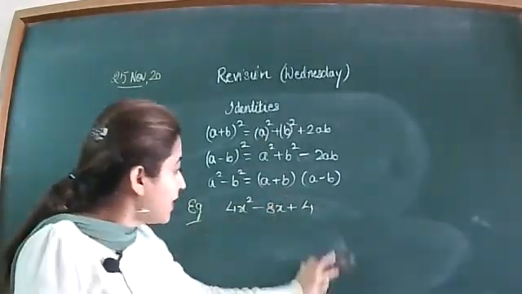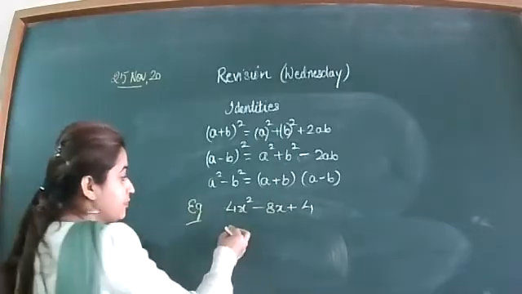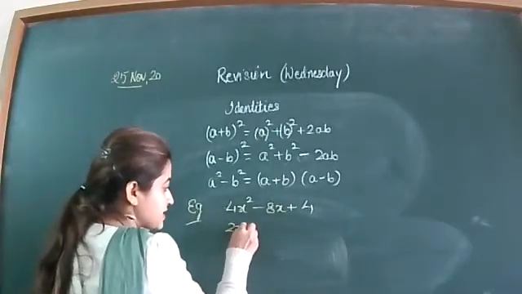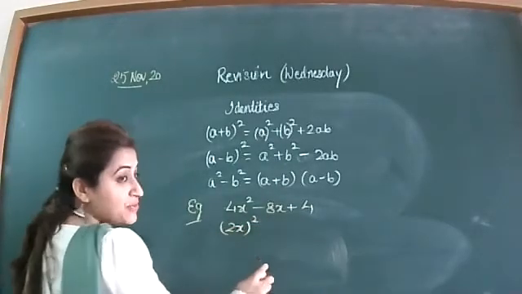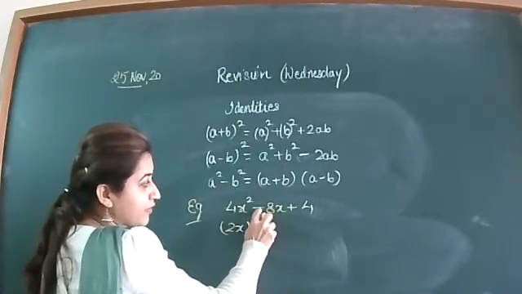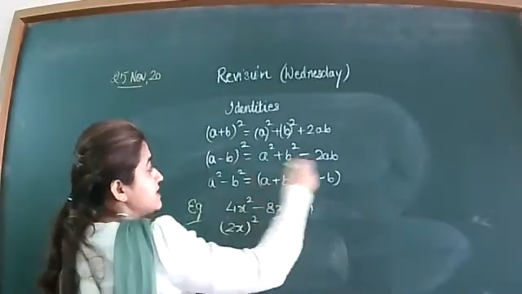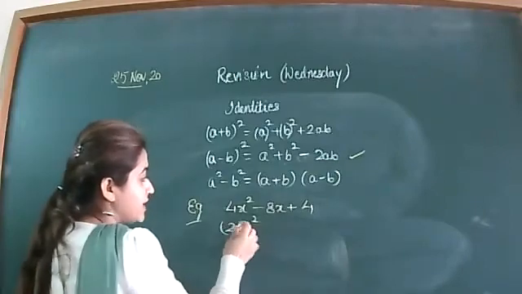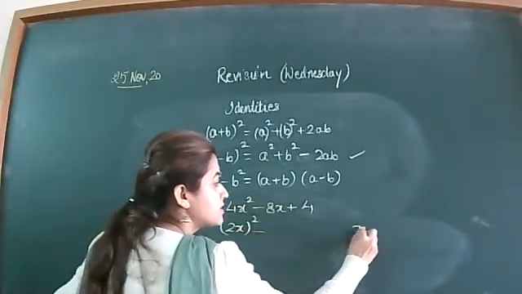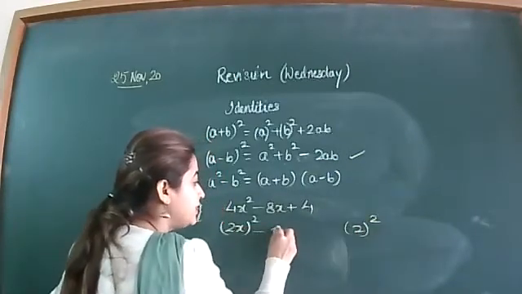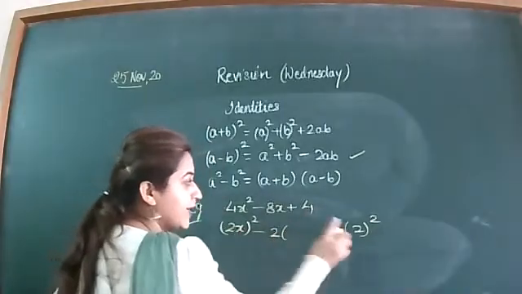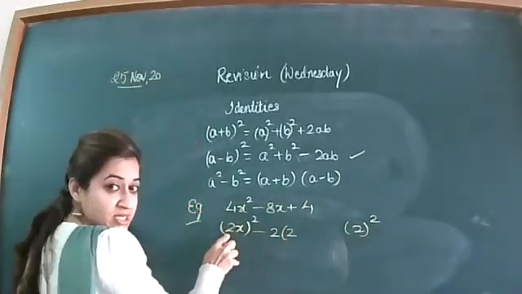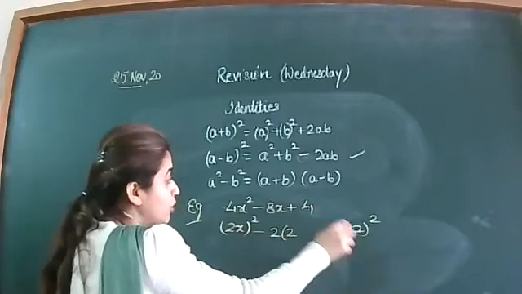So we are applying the identity here. This can be written as a square. As you can see, in this term we have one negative sign, so that means it is a case of your second identity. A square, this is your b square, and in the middle you have 2ab. A is your 2x, b is your 2.